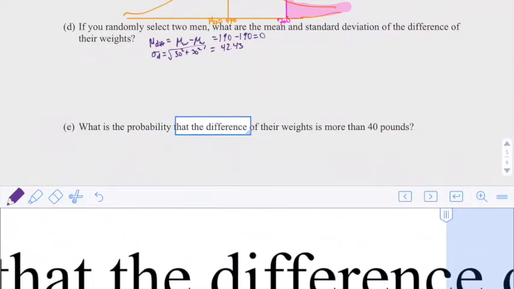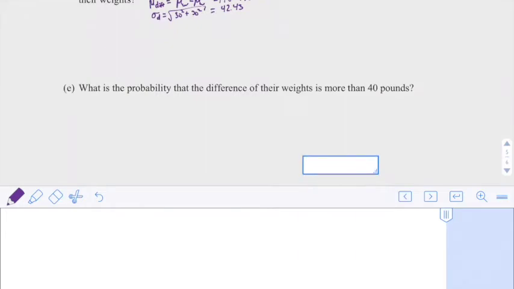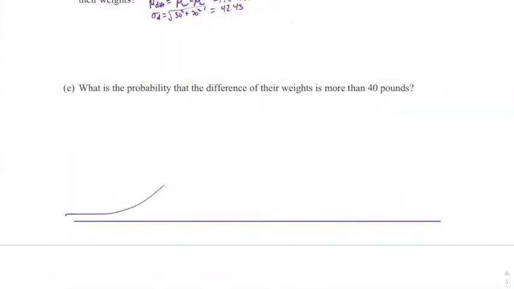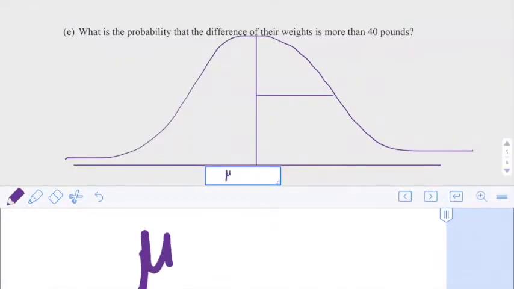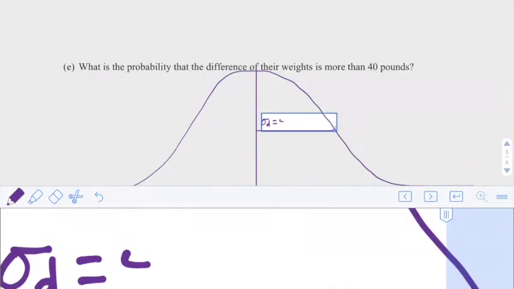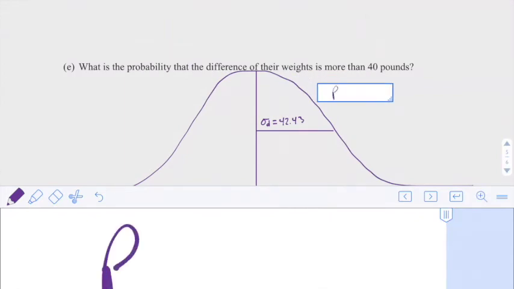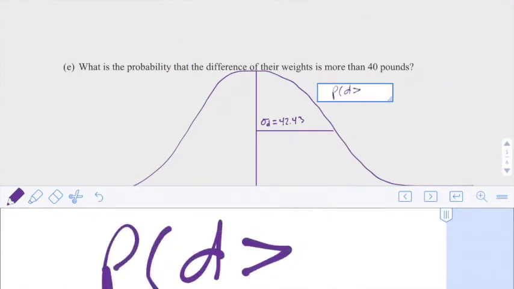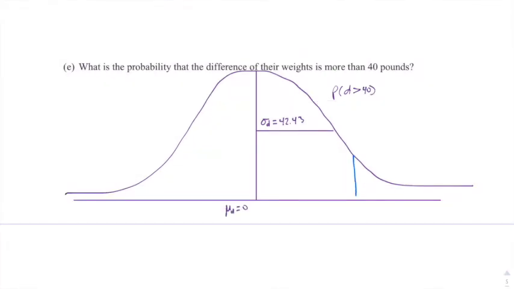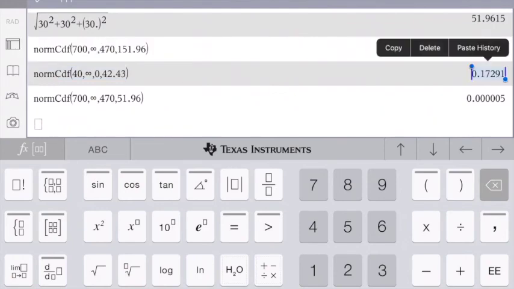What is the probability that the difference of their weights is more than 40 pounds? So we need a distribution of differences. So mu of the differences is 0. Sigma of the differences is 42.43. And we want to know the probability that the differences in weights is greater than 40 pounds. So let's say 40 is about here. And we want to know this whole area. So I already have that right here for you. It's 0.1729.